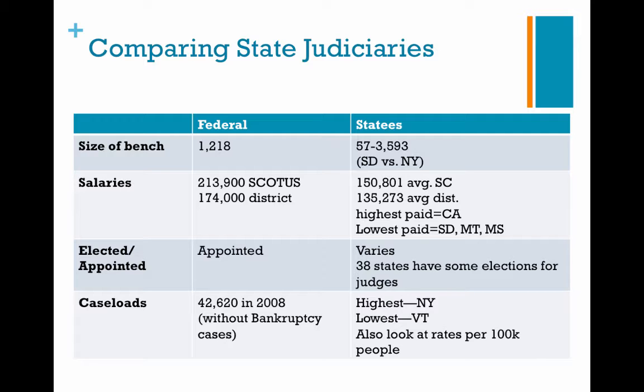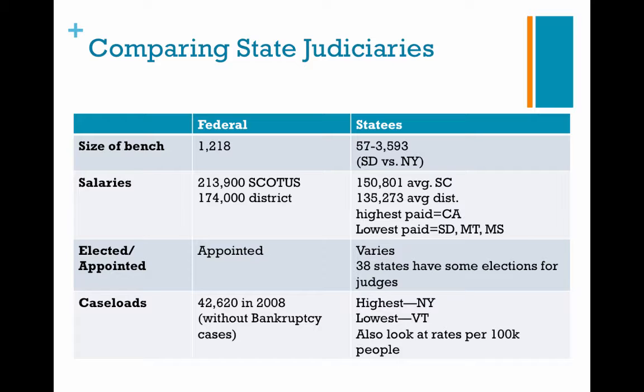The federal judiciary is entirely appointed. There are no elections for federal judges or justices. The states vary. 38 states have some, if not all, elections for judges. And this, as we'll talk about in a minute, greatly influences how judges act and how we think of judges.